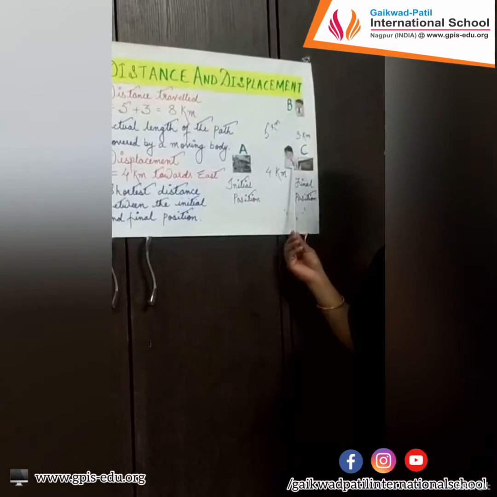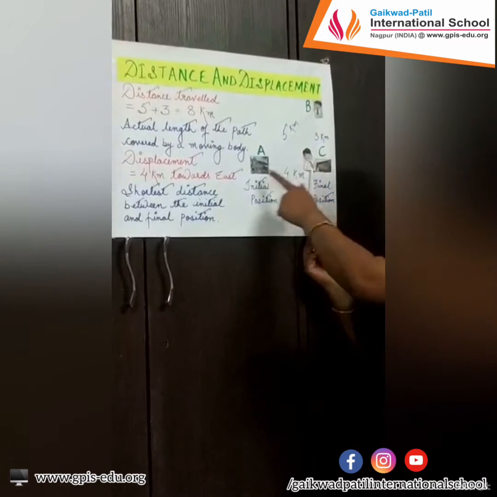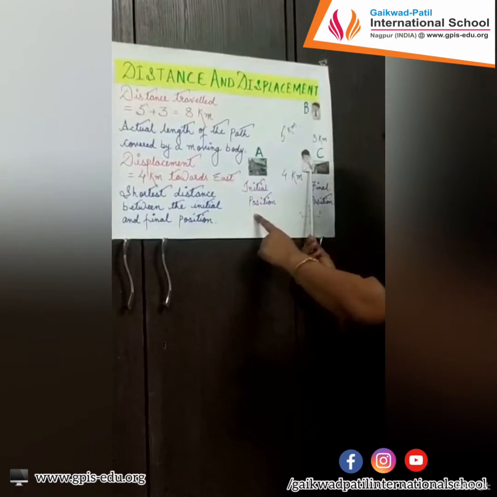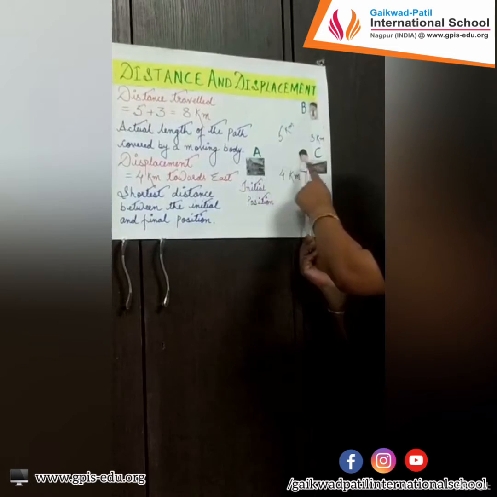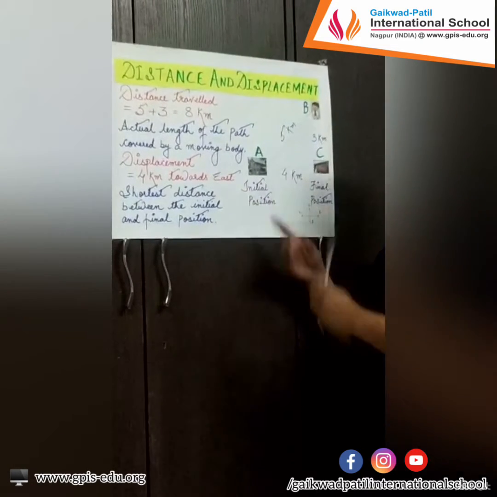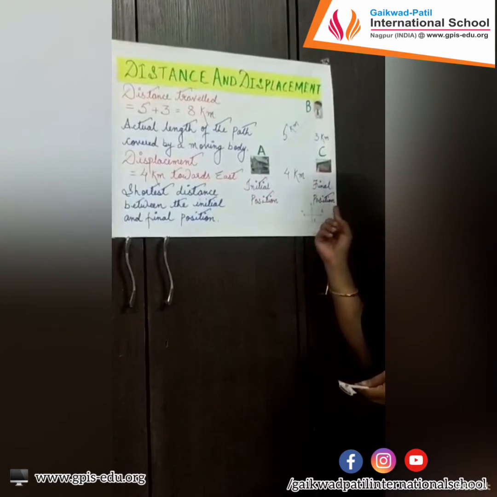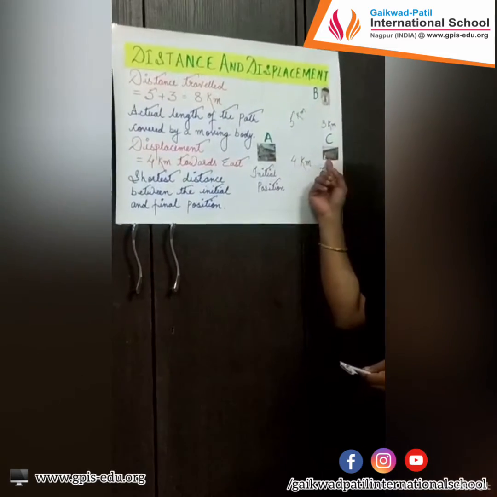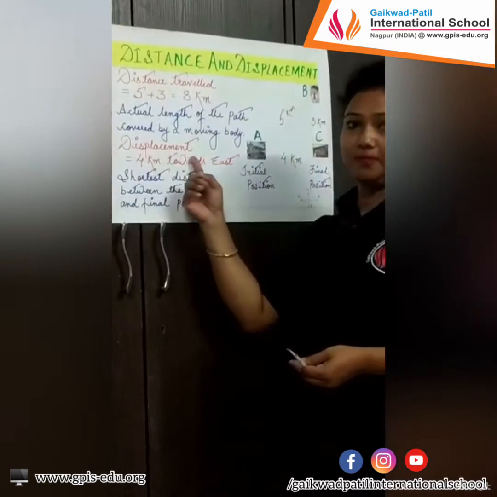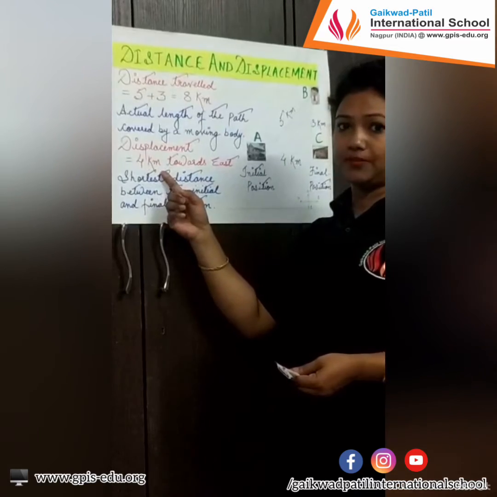Now suppose Rohan wants to find how far he is from the initial position. In that case we have to draw a straight line from the initial position to the final position, that is AC, and AC is the displacement, that is 4 km.